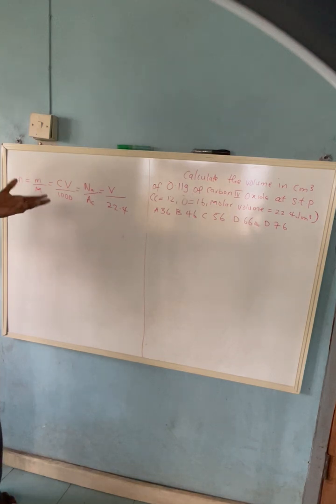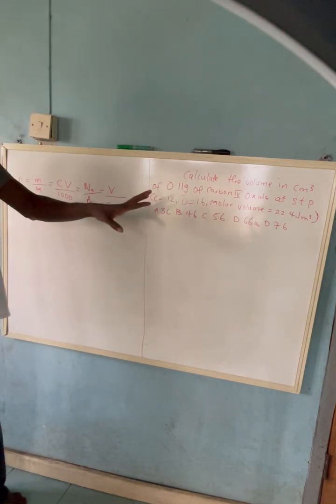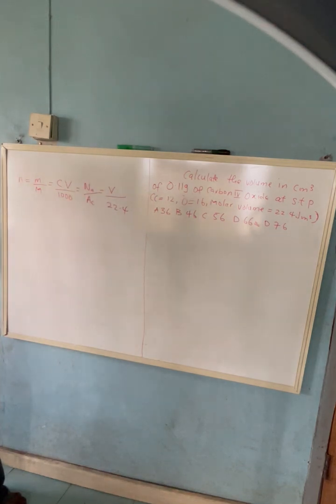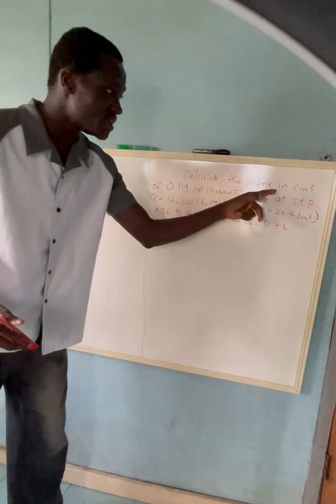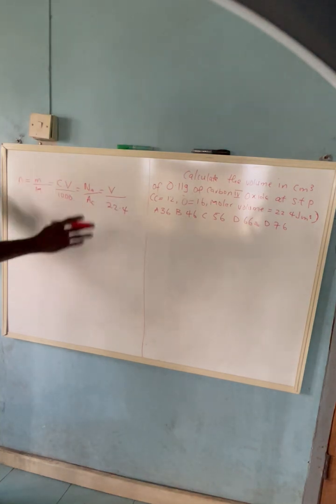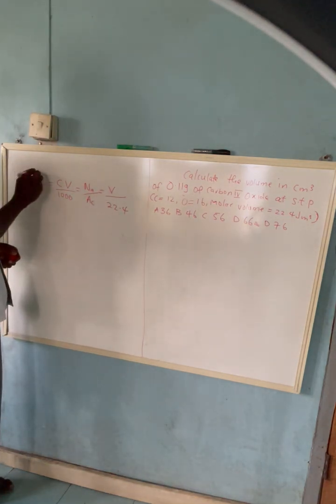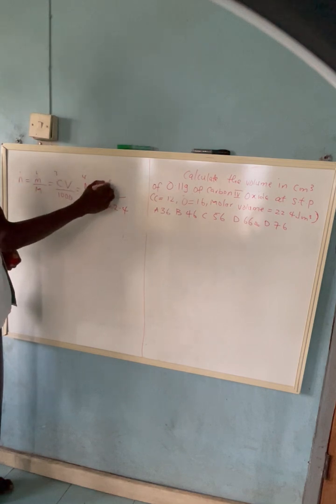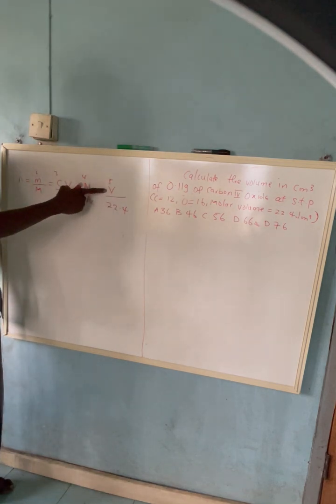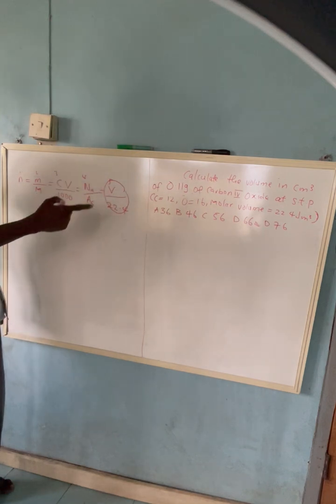All you just need to do, if you get a question, is look at the suitable parameters that fit into the question. So let's look at this question, for example. We say calculate the volume in cm cube. If you look at these equations here, which of them has volume? You notice the fifth one there has volume. That means this one will be relevant in that question.